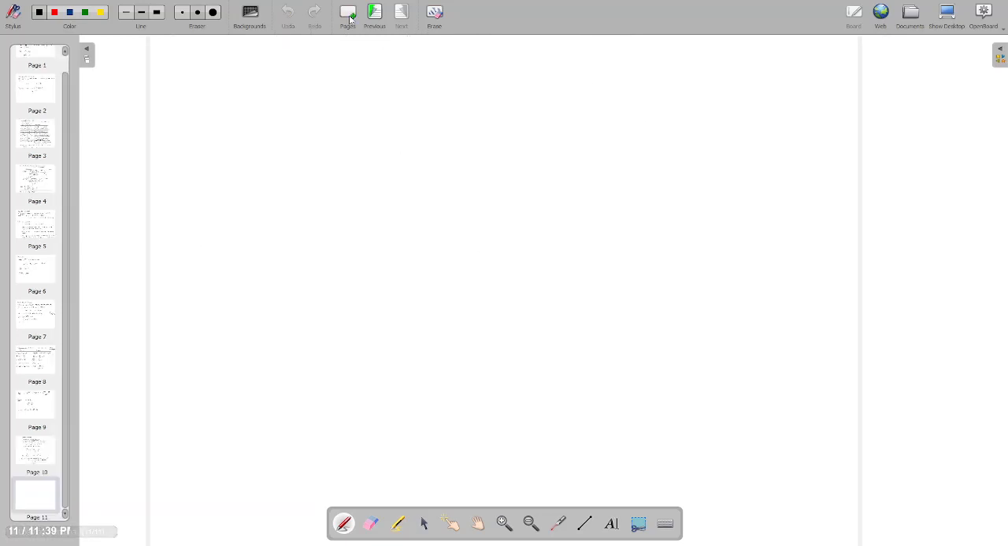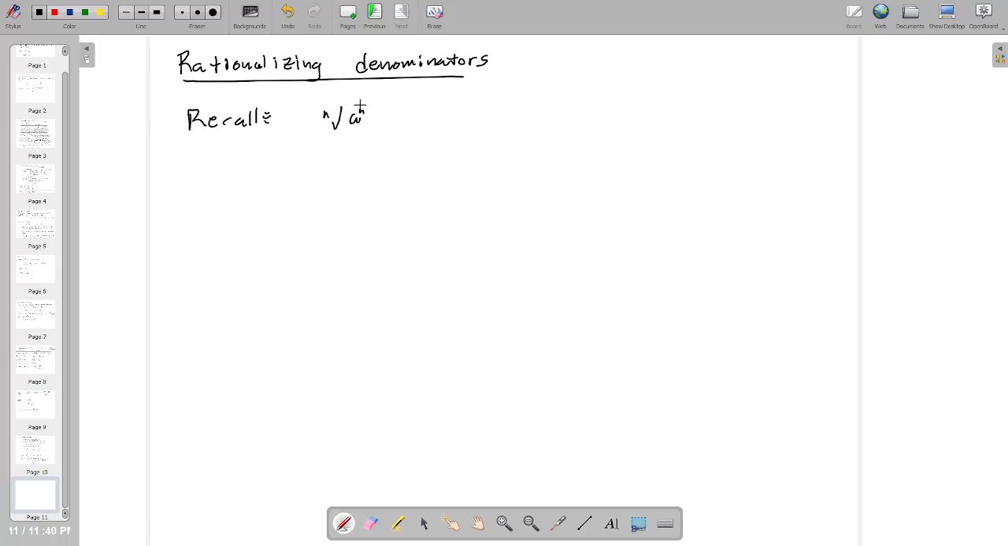So in this next part, we're going to talk about rationalizing the denominator. So recall, the nth root of a to the n is equal to a, or the nth root of a to the n is equal to the absolute value of a, depending on what n is. In this case n is odd, and in this case n is even.